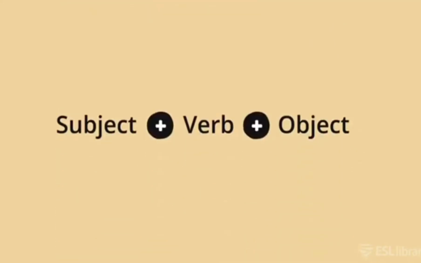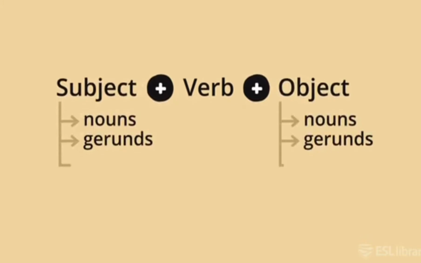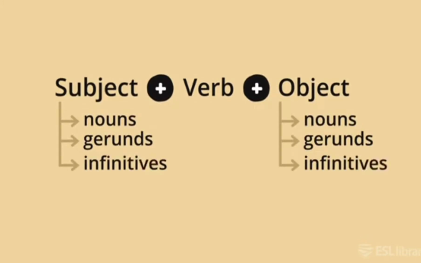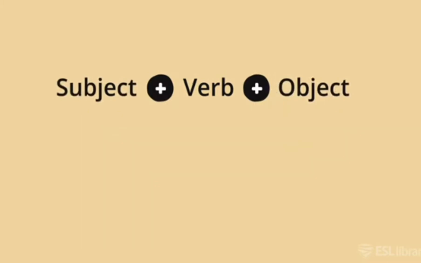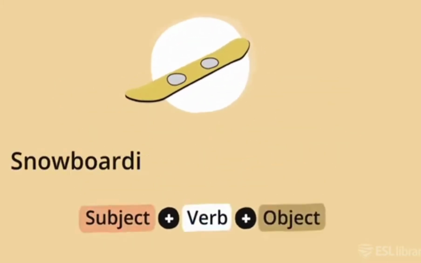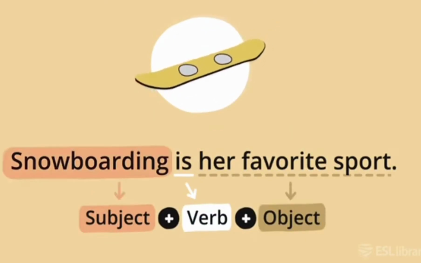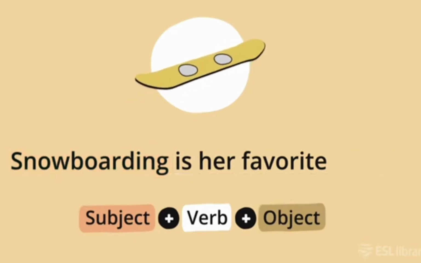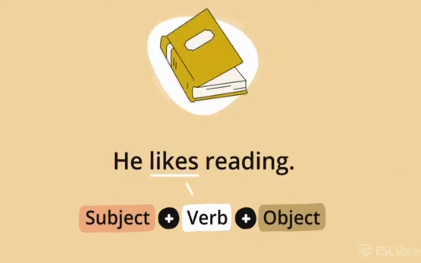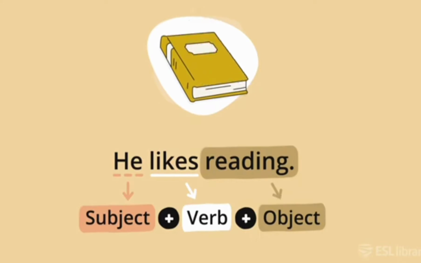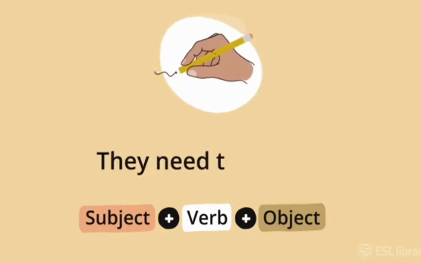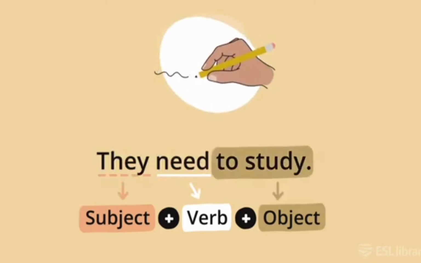The basic sentence pattern in English is subject, verb, object. Subjects and objects are usually nouns, but gerunds and infinitives can also function as the subject or object of a sentence. For example, in the sentence, "Snowboarding is her favorite sport," the gerund snowboarding is the subject of the sentence. In the sentence, "He likes reading," the gerund reading is the object of the sentence. In the sentence, "They need to study," the infinitive to study is the object of the sentence.